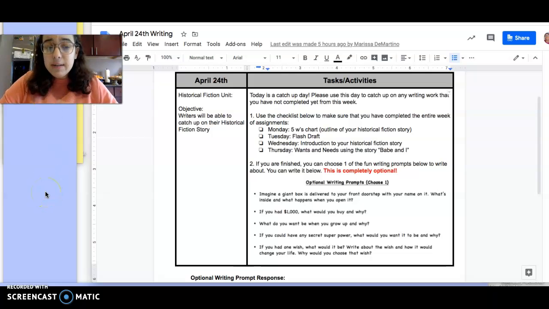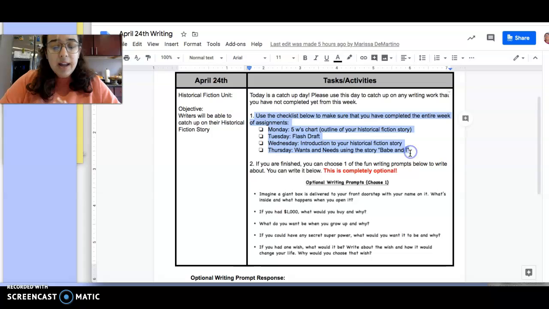So most of you are writing about the civil rights movement. So most of your stories are about the time period of the civil rights movement. There are a couple of you writing about a different time period. Either way, not 2020. So let's take a look at what you should have done this week for writing.